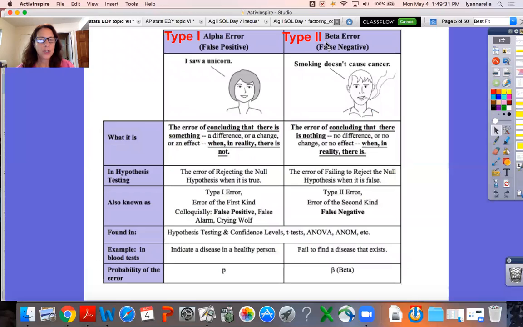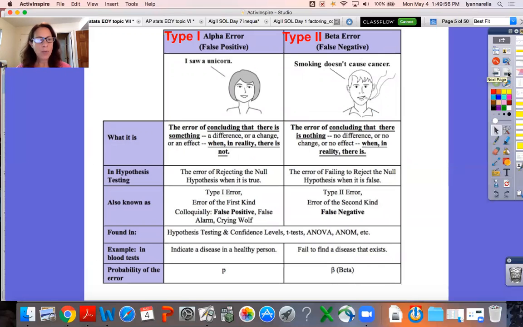Okay, don't forget your type 1 and type 2 errors. Type 1 is basically a false positive. It's when you reject the null, when the null should not have been rejected. And type 2 is when you fail to reject the null when you should have rejected it. So that's a false negative. So type 1 is false positive, type 2 is false negative. And you can read through all this. I'm not going to go over it with you because I think you guys pretty much understand type 1 and 2s.